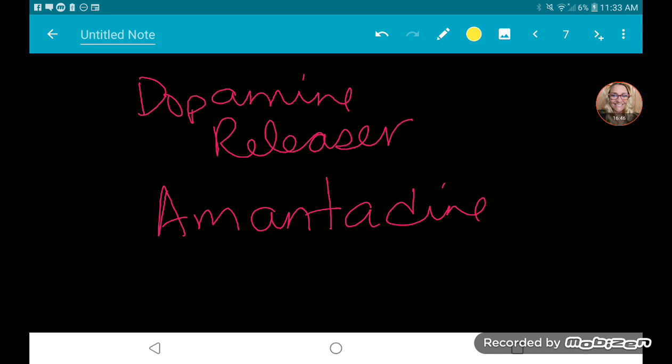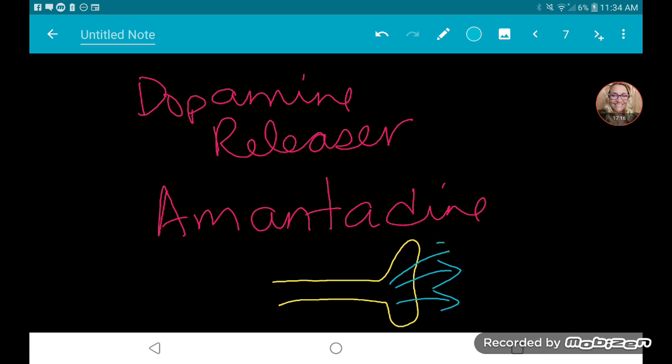Tell me the mechanism of action for amantadine, which is a dopamine releaser. If you said that amantadine, a dopamine releaser, would promote more release of dopamine from remaining dopaminergic neurons, and it may also block the reuptake of dopamine back into those neurons, you are correct.